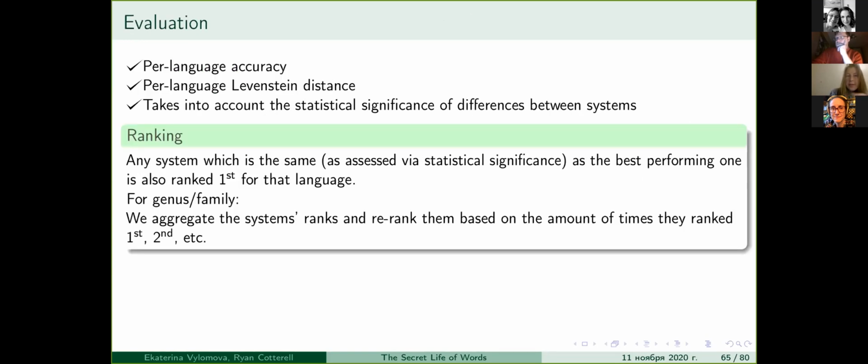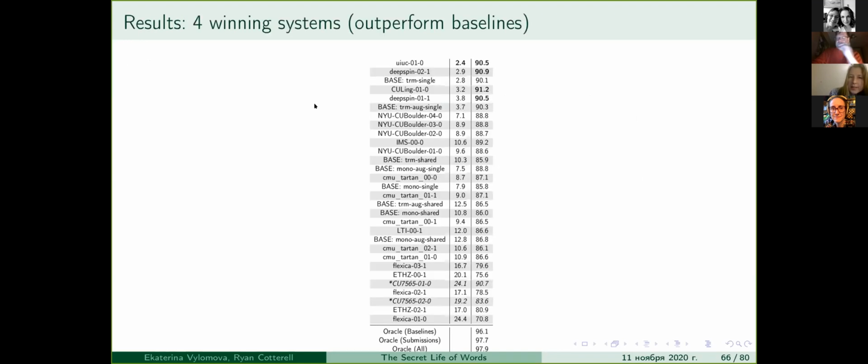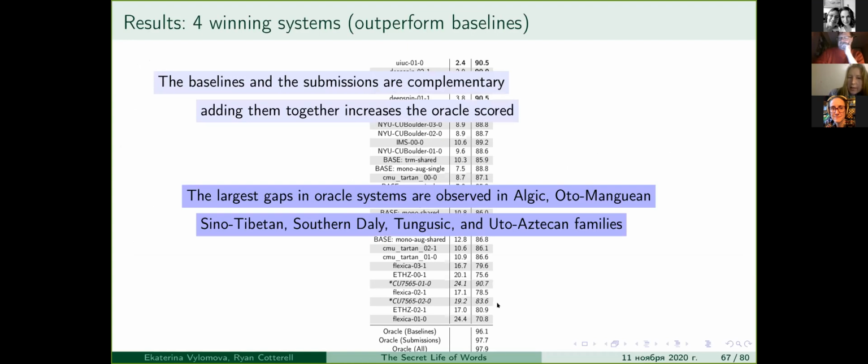So in terms of evaluation, we just looked at accuracy and Levenshtein distance. And we see that the best performing system, the UIUC, reached almost 90% accuracy. And if we look at Oracle, Oracle means that we basically take into account all predictions, so we estimate our upper bound. We see there is still a gap between the best performing system and Oracle, so there is some space for improvement, especially for Algic, Oto-Manguean, Sino-Tibetan, Southern Dravidian, Uto-Aztecan families.